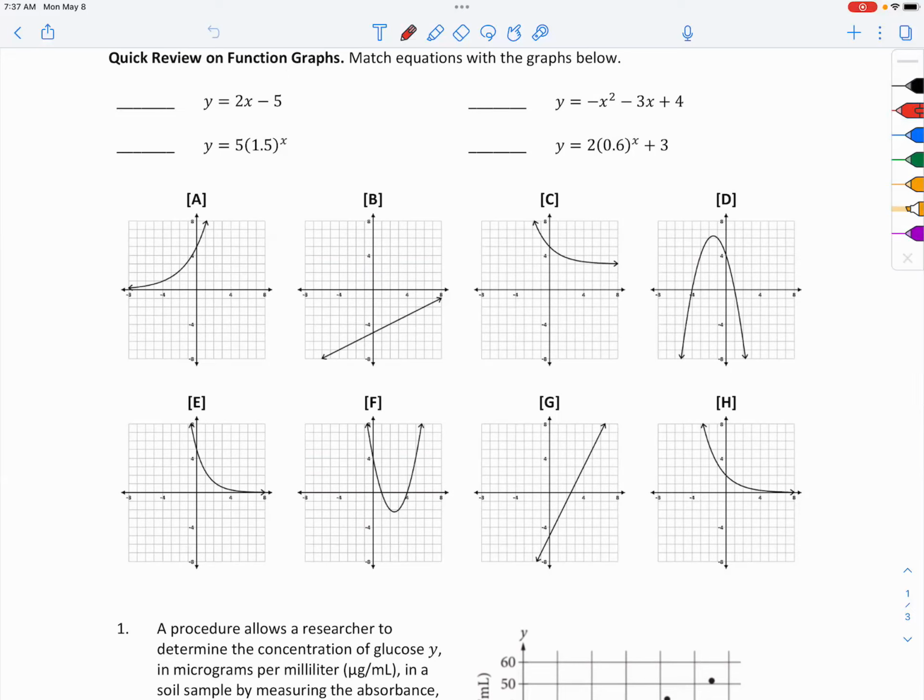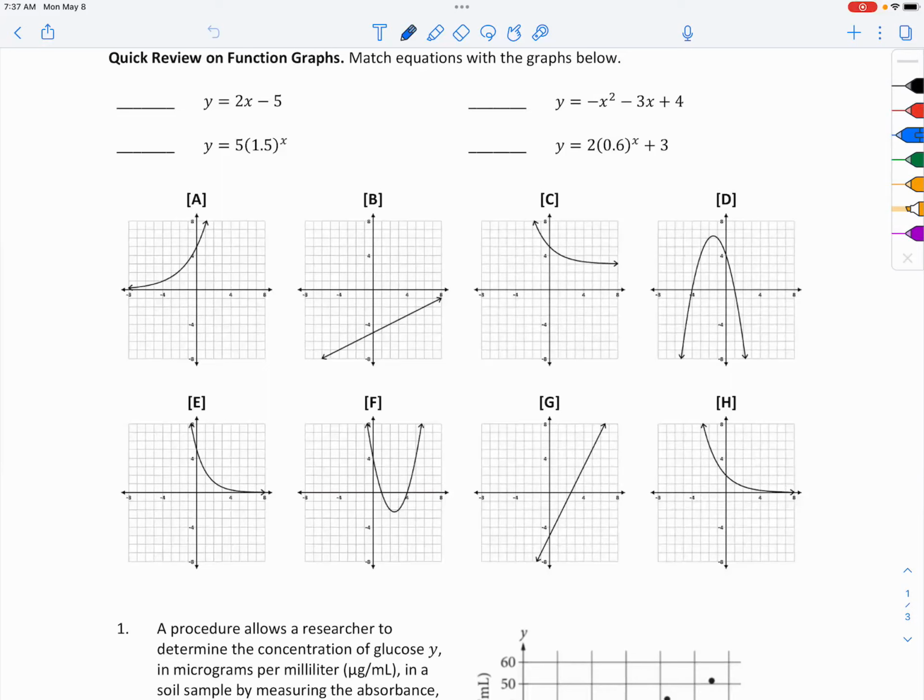All they're asking is very simple stuff. They're just asking, do you know the basics of these major functions? Right here in front of you, we have three functions altogether. We have a linear, we have quadratic, and we have exponential. So let's start with the 2x minus 5. Which graph could you say is definitely 2x minus 5?